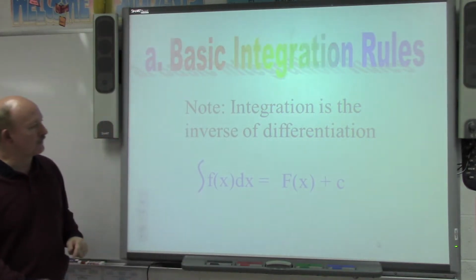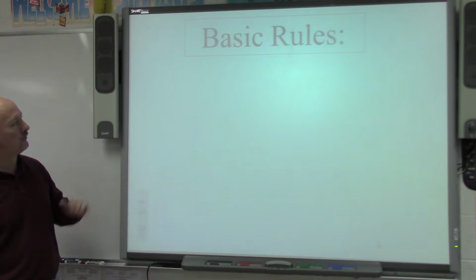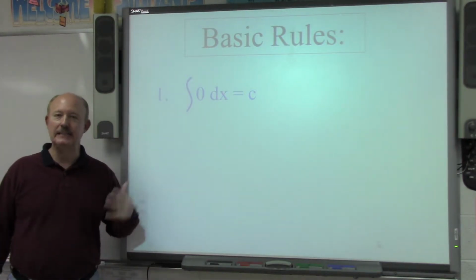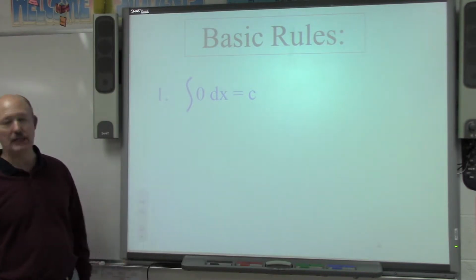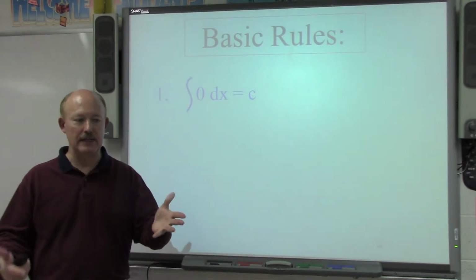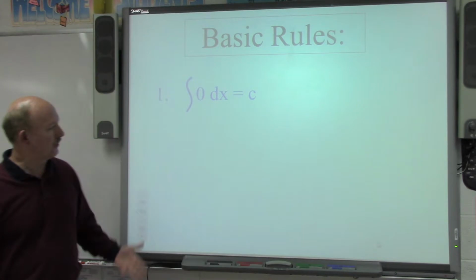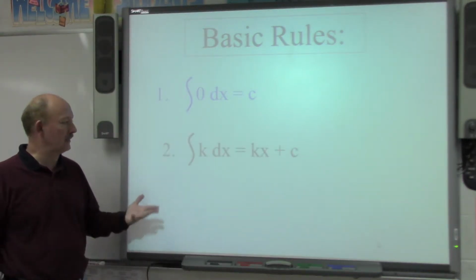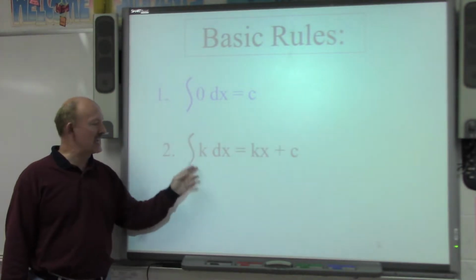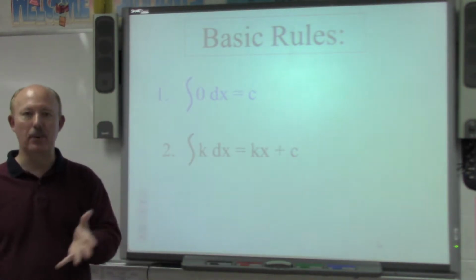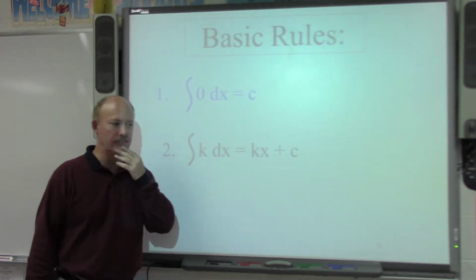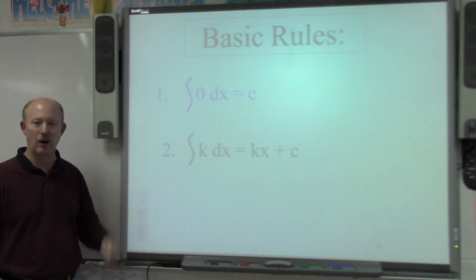So let's take a look at our first rule. Rule number one is our basic rule. The antiderivative of 0 is c. It's just c. So the c could be any number. So the antiderivative of 0 is c. Second rule. Now once again, the second rule: the antiderivative of k, where k is a number, is k times x plus c. So let me show you an example. I have a little example on the PowerPoint here.